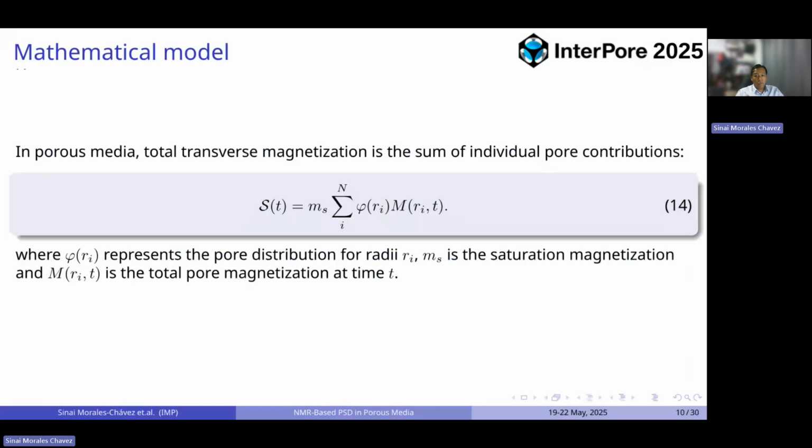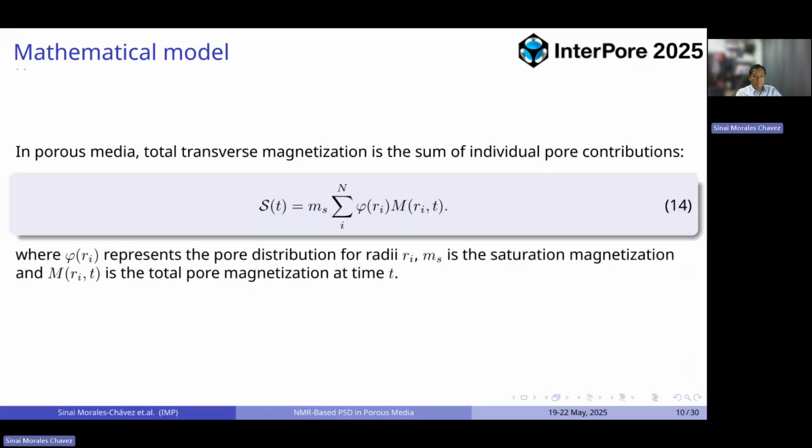Now, we extend this model from an individual pore to an entire pore population, assuming that the medium consists of a distribution of non-interacting spherical pores. The total magnetization is the superposition of each individual contribution. The resulting expression for the global NMR signal becomes equation number 14.